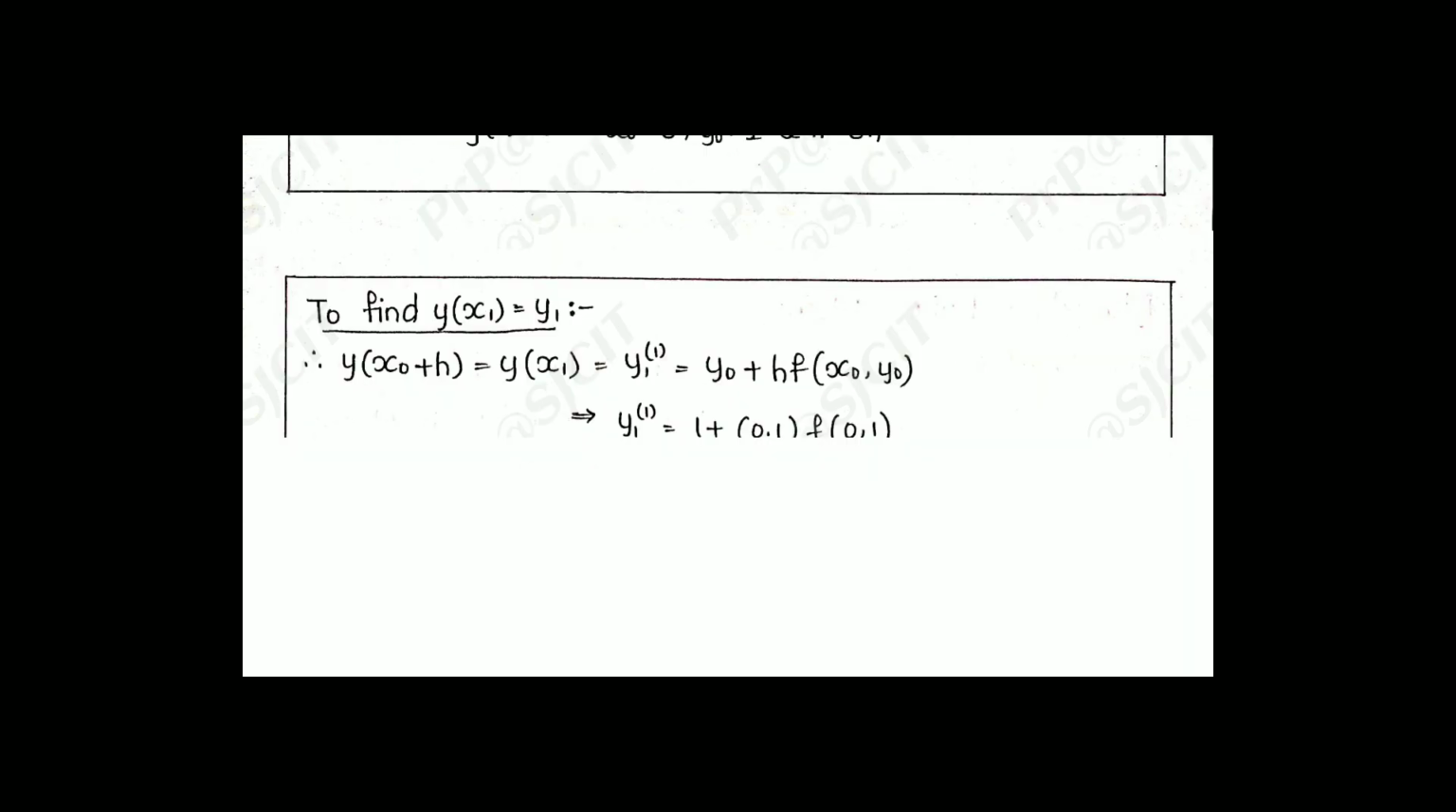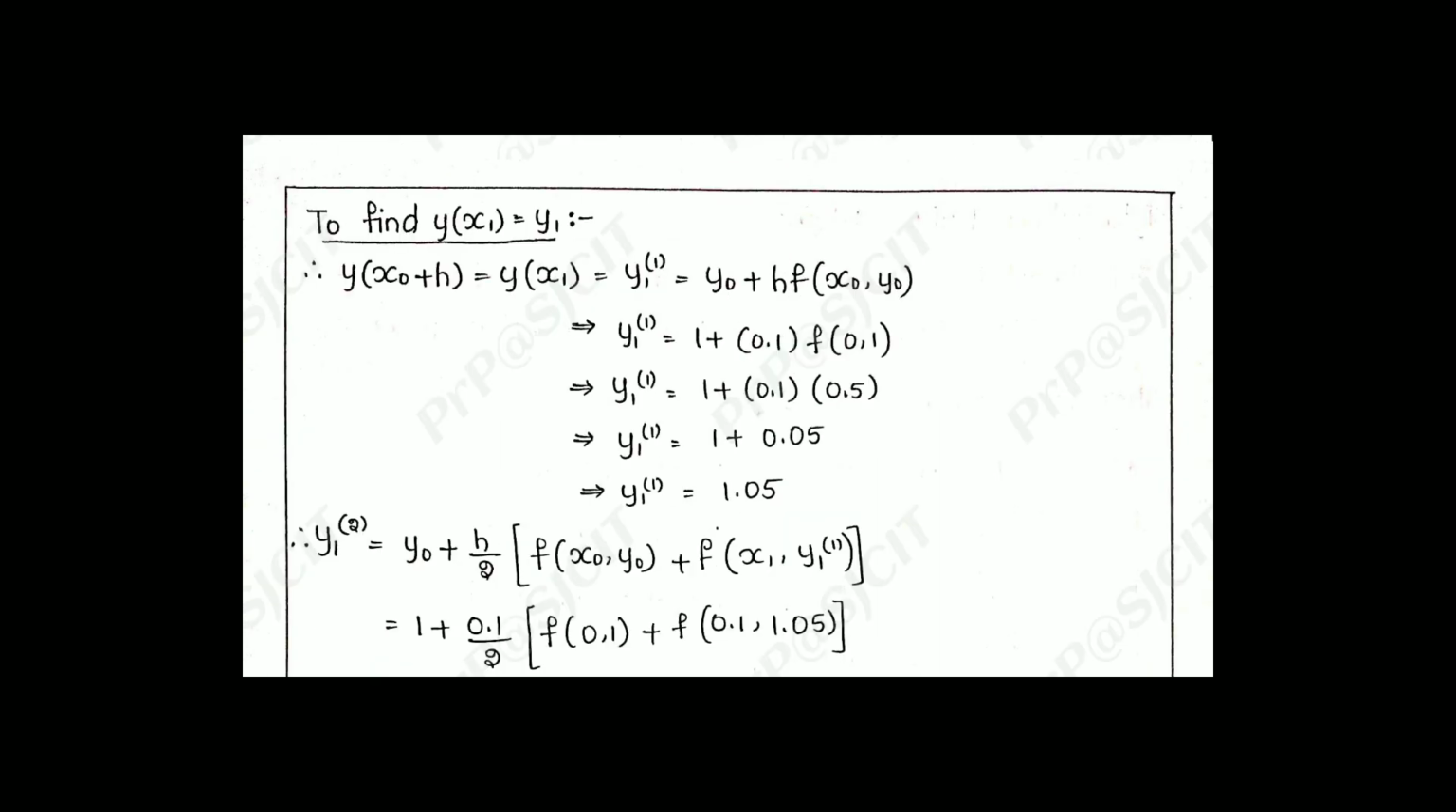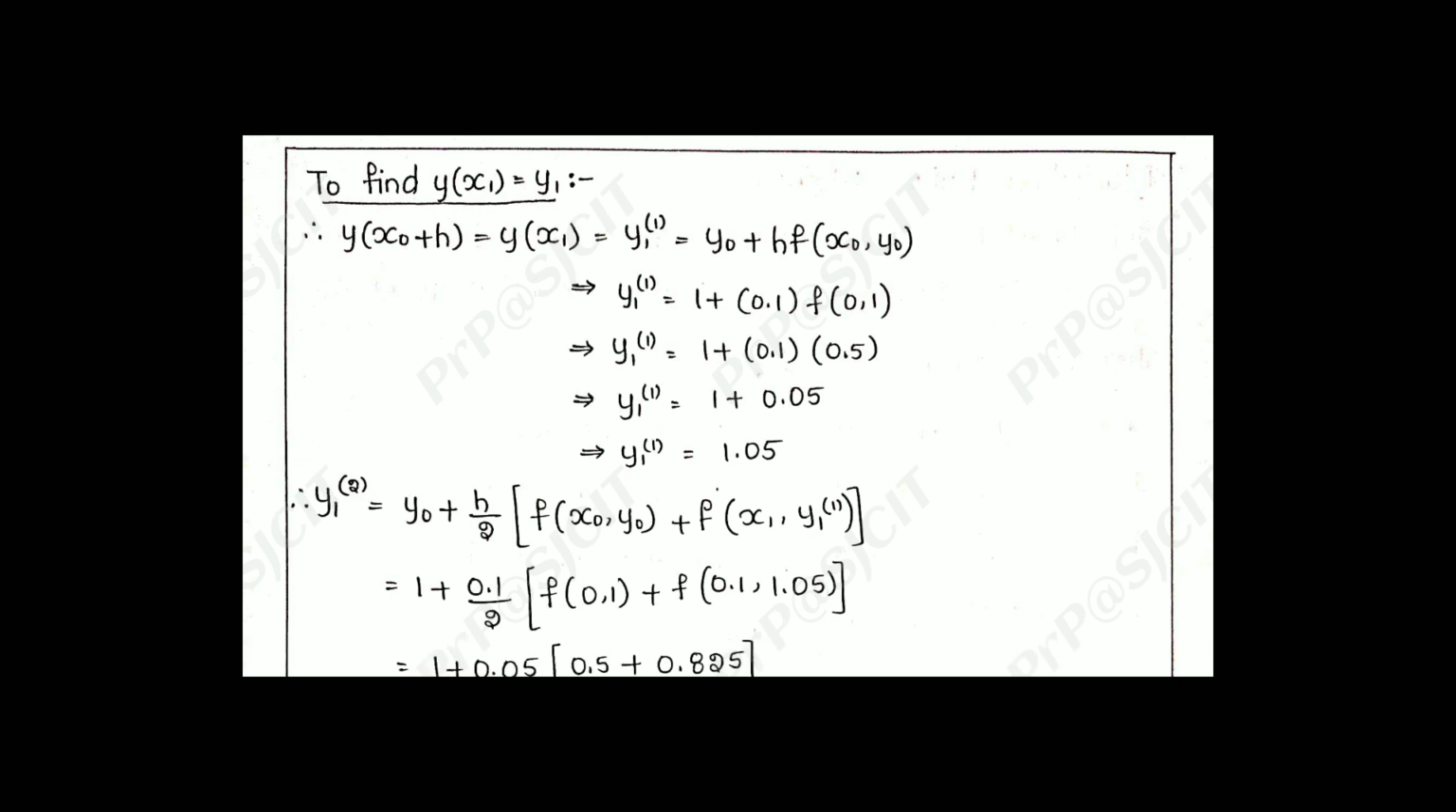And this is the formula to find the value. First y of x1 equal to y1, and we have to find 3 iterations: y1 to the power 1, y1 to the power 2, y1 to the power 3. So this is the formula: y1 to the power n equal to y naught plus h times f of x naught comma y naught. y naught in the question is given as 1, plus h, which is given as 0.1, times f of x naught comma y naught. I will show how to find f of x naught comma y naught.